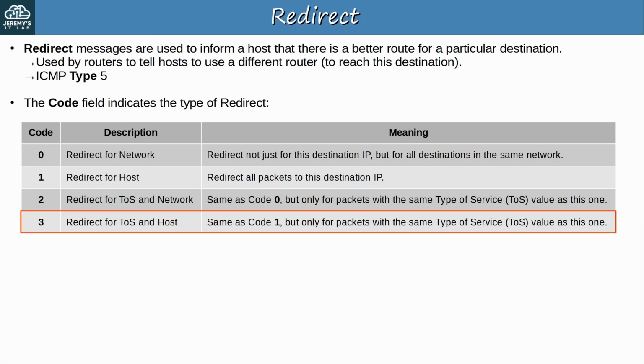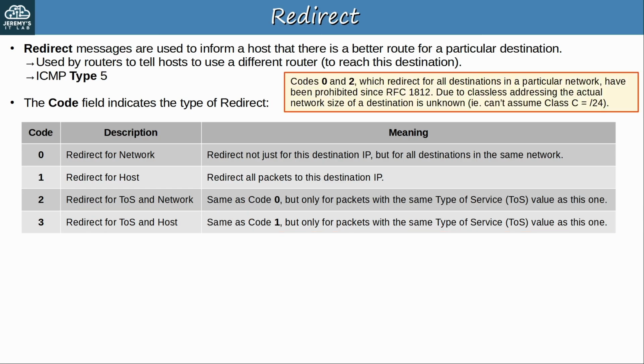And then code 3 is the same as code 1, but again, only for packets with the same TOS value as the packet that caused the redirect message. However, codes 0 and 2, which redirect for all destinations in a particular network, have been prohibited since RFC 1812. That is because of classless addressing. When using classless addressing, the actual network size of a destination is unknown.